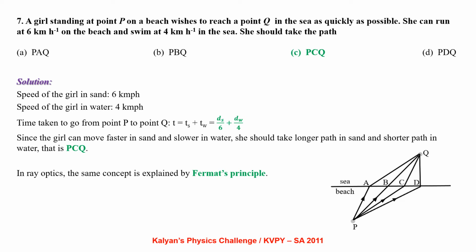Speed of the girl in sand is 6 kmph and that in water is 4 kmph. Time taken to go from point P to point Q, T equal to T sand plus T water, that is D sand by 6 plus D water by 4. Since the girl can move faster in sand and slower in water, she should take a longer path in the sand and a shorter path in water, that is PCQ. In ray optics, the same concept is explained by Fermat's principle.